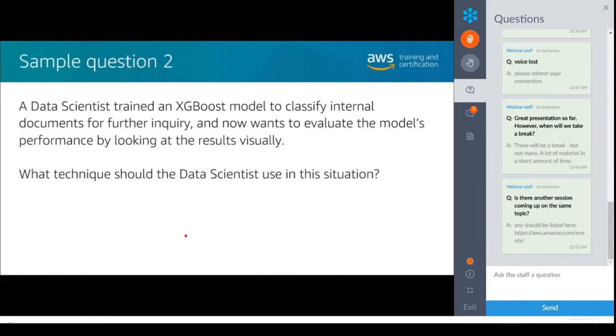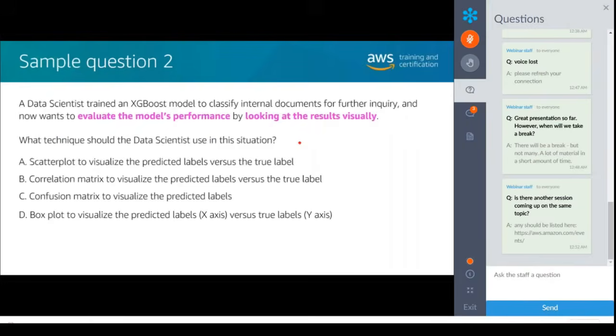So what do we mean by this? We've trained an XGBoost model, and then we want to look at the performance visually. So what technique can we use? Well, let's again pick out the keywords. We're trying to evaluate the model's performance, and visually. So what can we use?